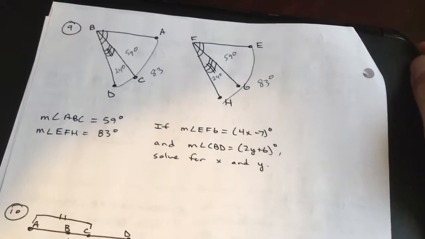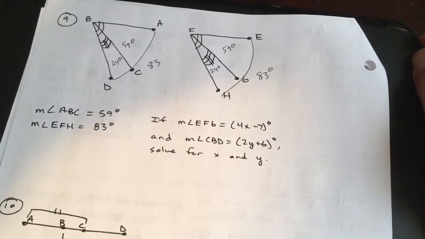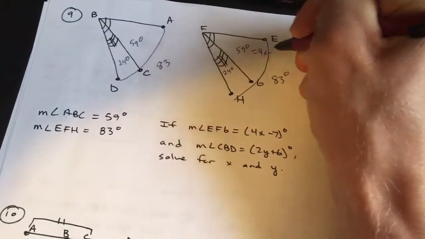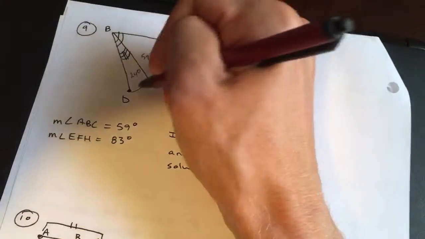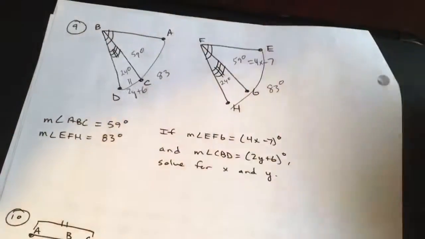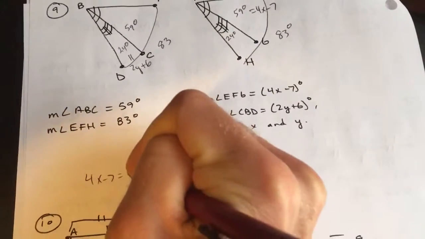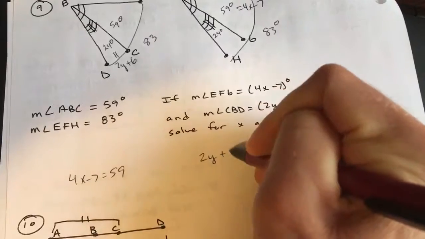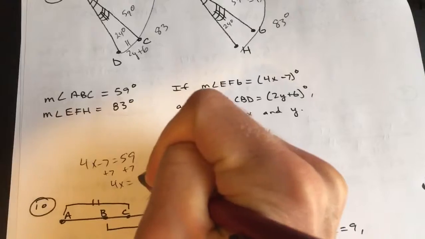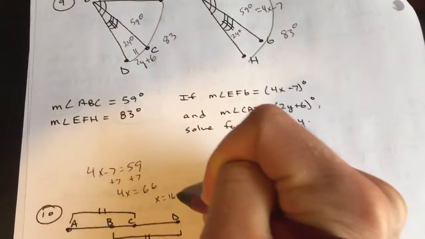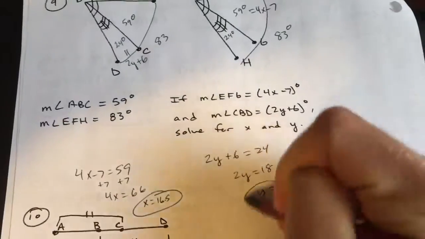All right. If EFG is 4x minus 7, solve for x. That equals 4x minus 7. And then CBD is 2y plus 6. Our task is to solve for x and y. Well, I got two equations I can write for x and y. All right, so 4x minus 7 is 59. And then I got 2y plus 6 is 24. Some basic subtraction, guys, will help us get these equations set up. 4x is 66. X is 16 and a half. 2y is 18. Y is 9.